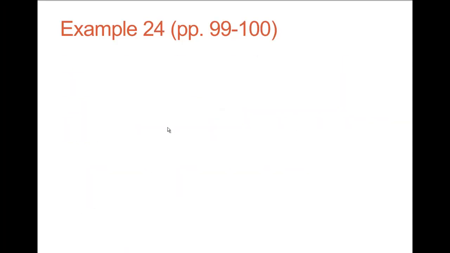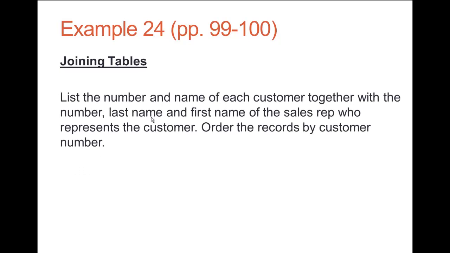Example 24 is on pages 99 to 100. Here I'm introducing the concept of joining tables. So in other words, I want to now get data when one piece of data is in one table, another piece of data is in a different table. Somehow I have to tell it what fields the relationship is between these two tables, or how these two tables are related to each other.